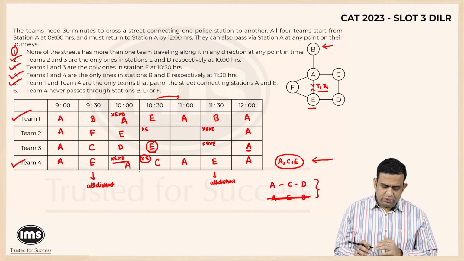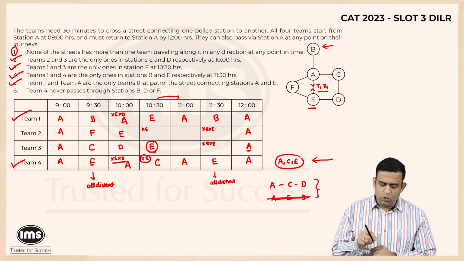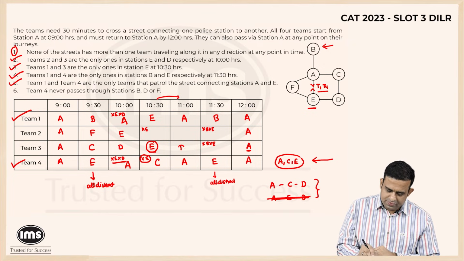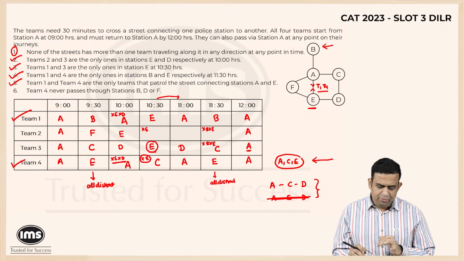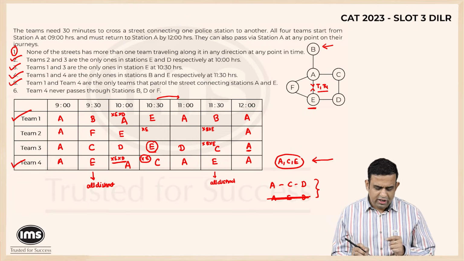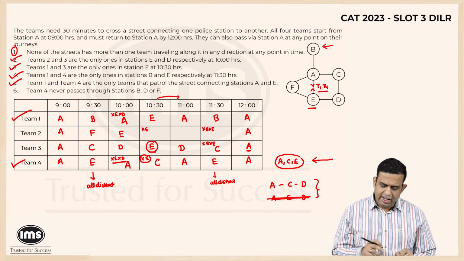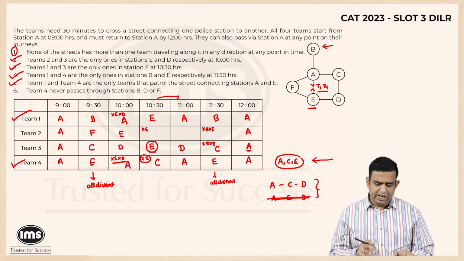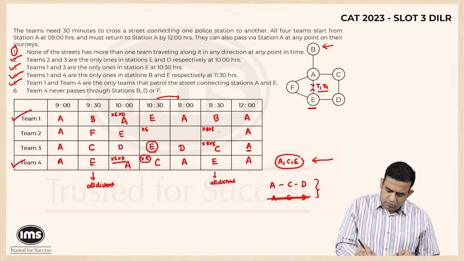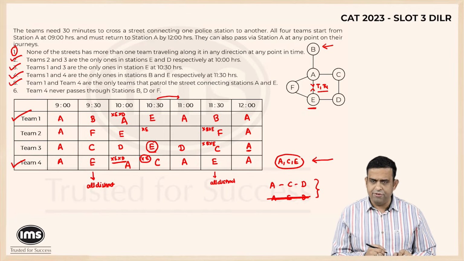That means the only possibility for team number 3 is that it can go from E to D, D to C, and then C to A. E to D, D to C, and C to A. And that basically means I can know where team number 2 will be at 11:30. Team number 1 going from B to A, team number 3 going from C to A, team number 4 going from E to A. So team number 2 at 11:30 must be at F.